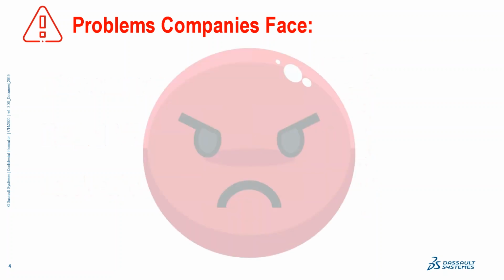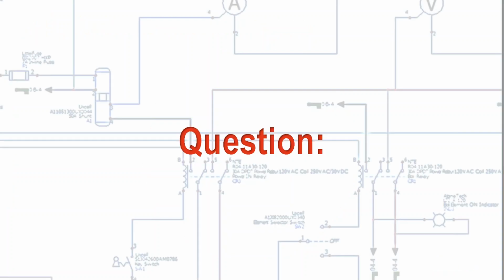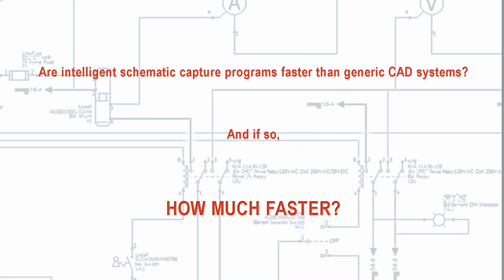All of which can cause frustration for us as the users who have to interact with this application day in and day out, because it seems like we are not making the best use of our time. So that leads us to a question: are intelligent schematic capture programs faster than generic CAD systems? And if so, how much faster? That's what we're here to prove out today.